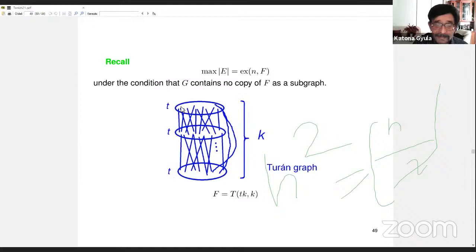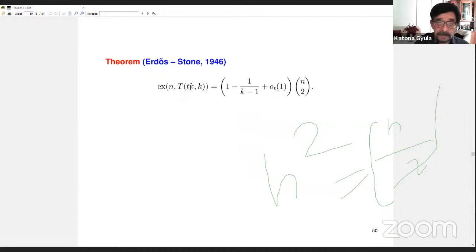And Erdős suggested to study this number. So when this is forbidden, what is the maximum number of edges? And in this theorem of Erdős and Stone, they proved that it's basically this times n choose 2. The little o depends on t, of course.